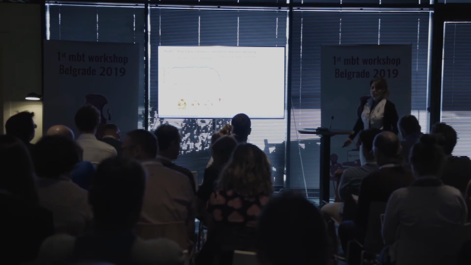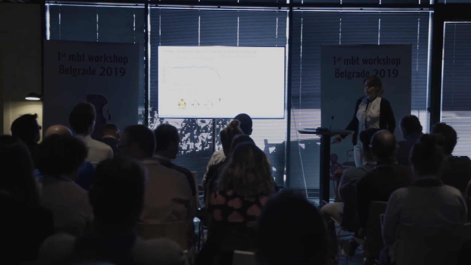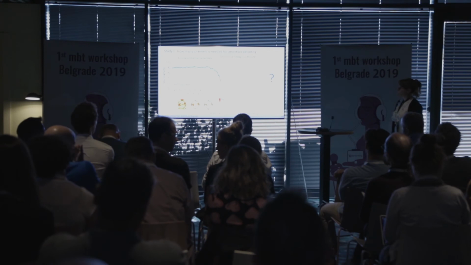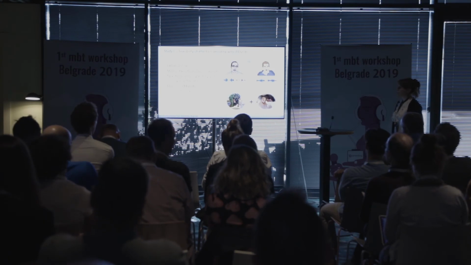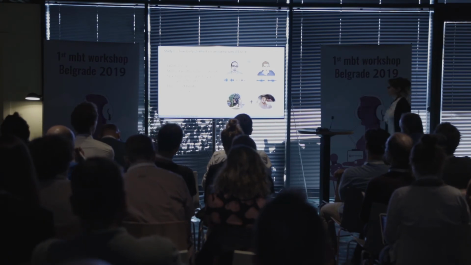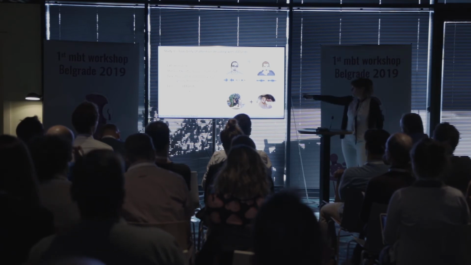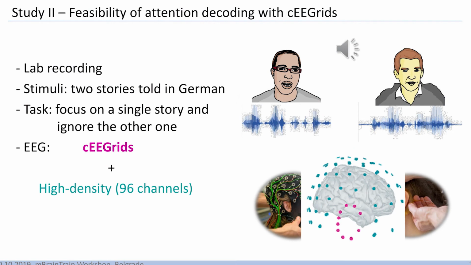Now that we know this, we were wondering, okay, can we actually do this with C-grids? Can we make it completely nice and transparent and working? So we set up another experiment. This time we also had C-grids in combination with high-density EEG. That is because we wanted to compare our results to the previous study.